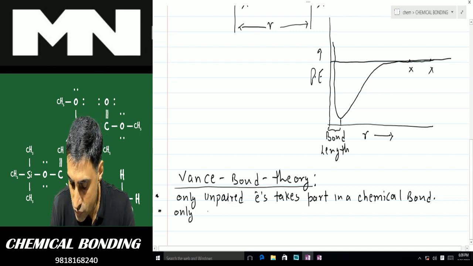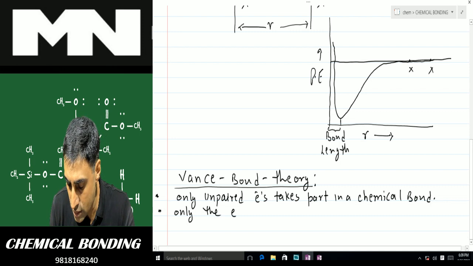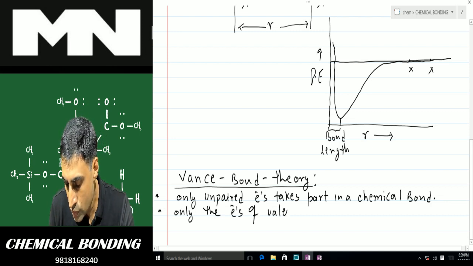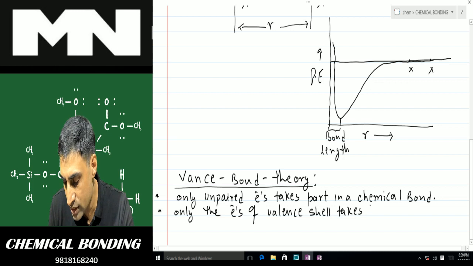Second, only the electrons of the valence shell take part in a bond.